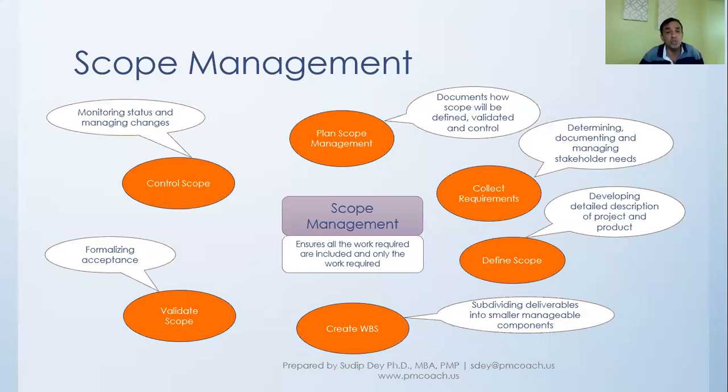Like we said when we were talking about monitoring and controlling in the integration management area, we have to wear two hats. One is monitoring and controlling. Here as well, in monitoring and controlling, we will control the scope so that there is no scope creep, as we have discussed in our last session.